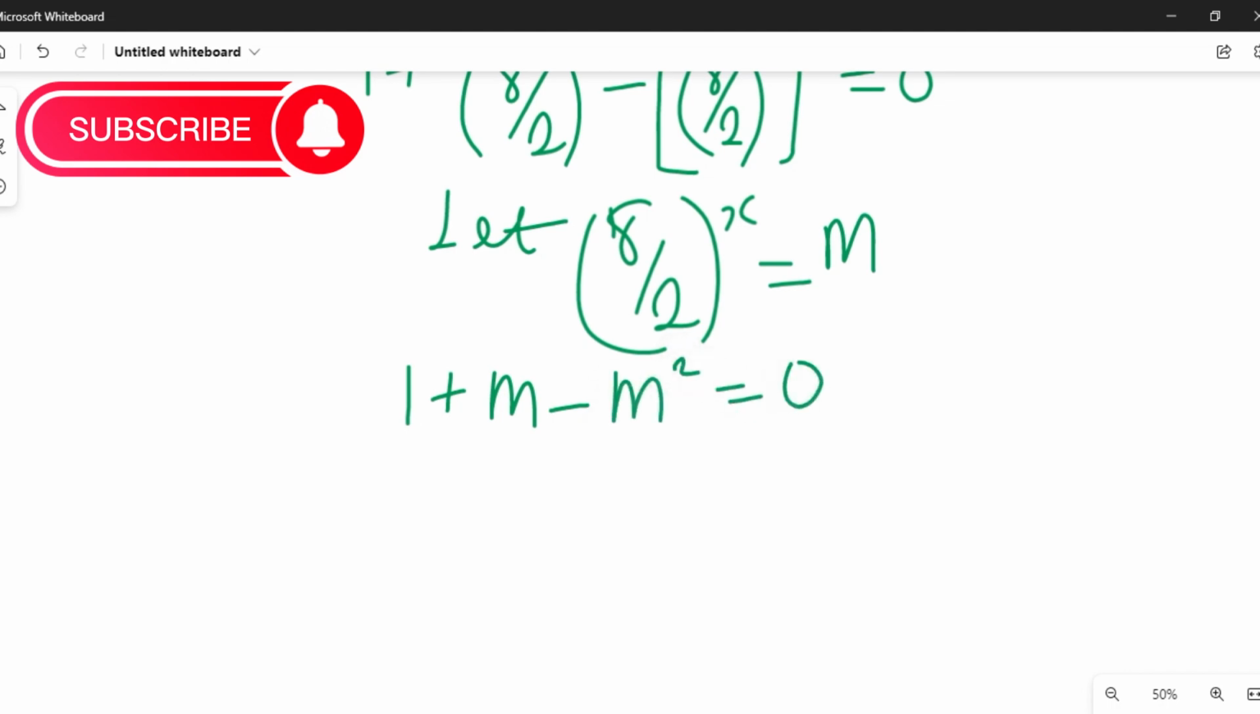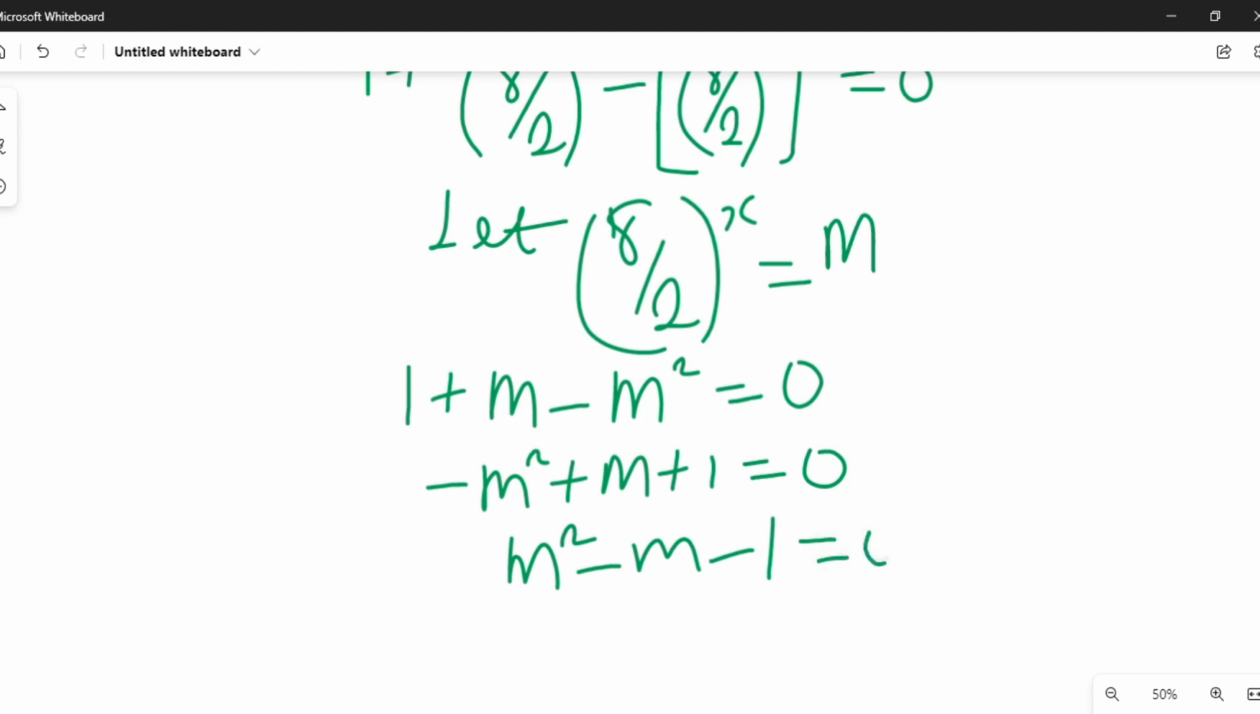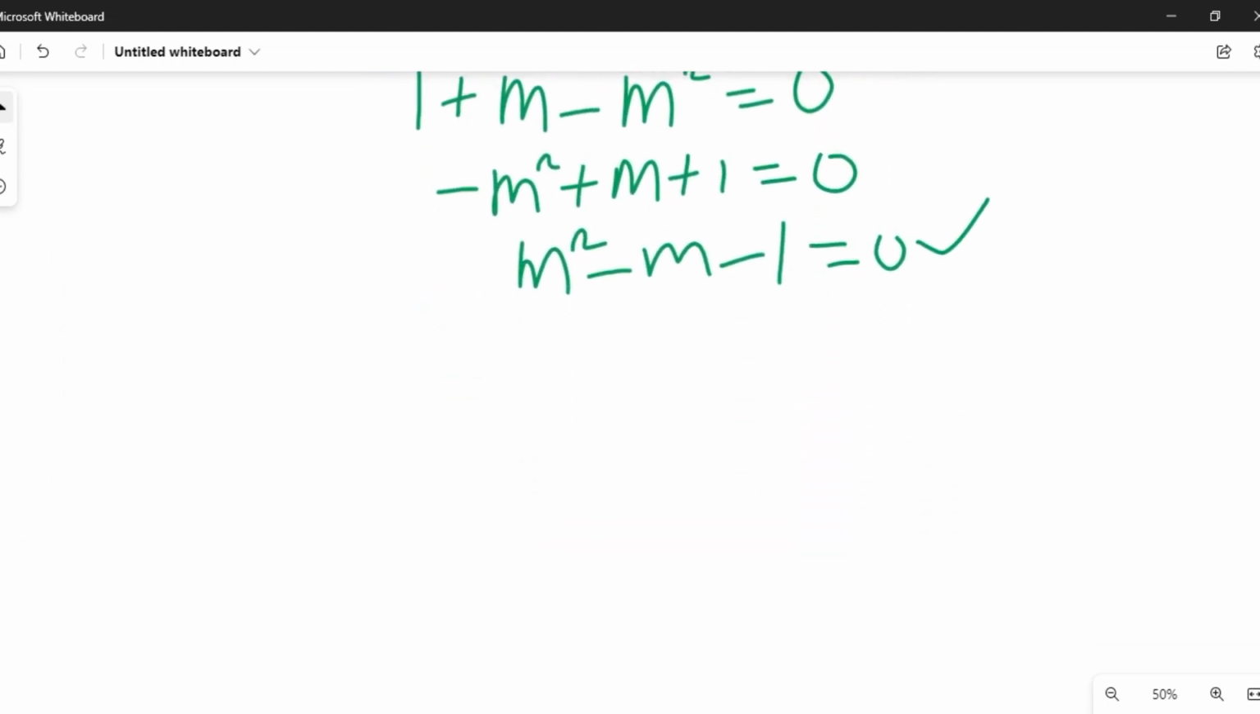So if we rearrange this expression, we'll have minus m^2 plus m plus 1 equal to 0. Multiplying through by minus 1 will give us m^2 minus m minus 1 equal to 0. Voila, we have a quadratic equation, which requires us to use the quadratic formula to find the value of m.